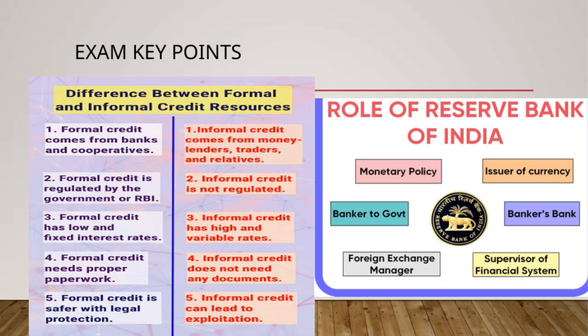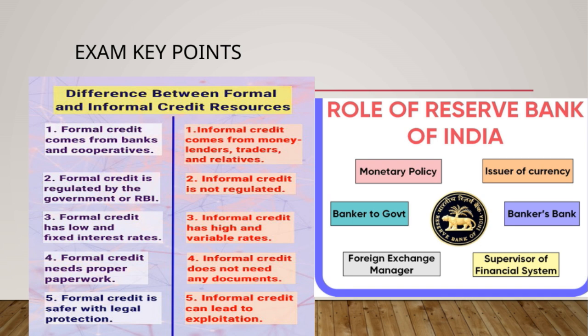Now let's talk about formal credit and why it's considered better. When banks extend formal credit, it typically involves proper documentation, clear terms, and legal agreements. This makes it more reliable and secure for both the lender and the borrower. The Reserve Bank of India, or RBI, plays a crucial role here because it controls how banks operate, especially when it comes to giving out credit.